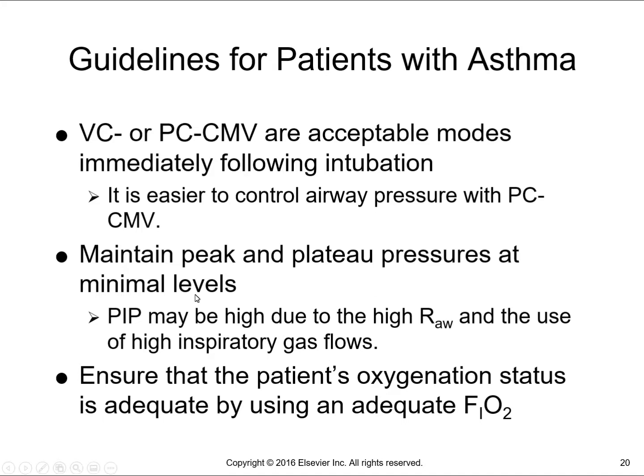Okay, so when we're talking about asthma and putting them on a vent, it says maintain peak and plateau pressures at minimal levels. PIP may be high due to high airway resistance. Okay, we know that. Airway resistance could be either a kink in the tubing, someone biting the ET tube, bronchospasms, or, as one of you said, boogers in the airway. So all of those are going to drive it up. So if I have high airway resistance, that's going to increase my peak inspiratory pressure.